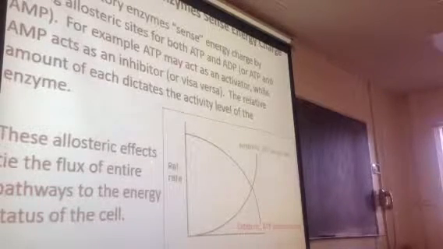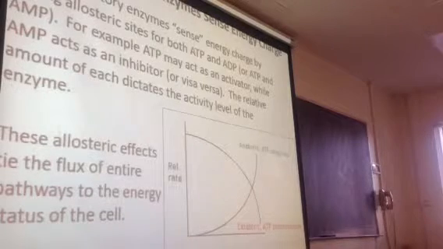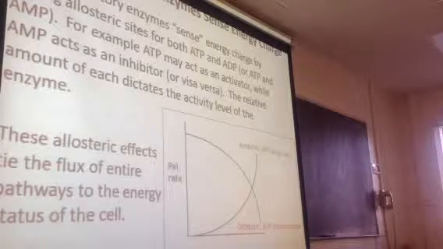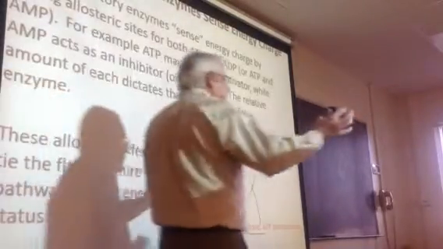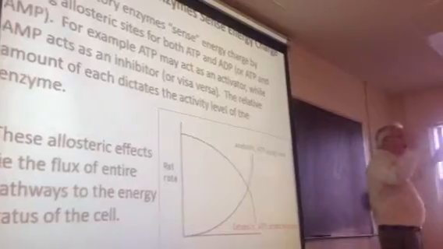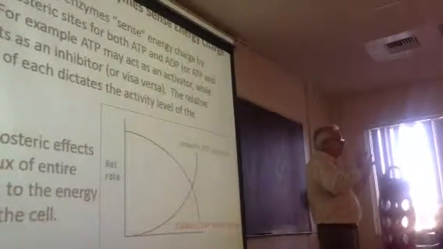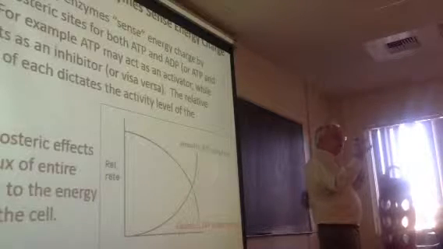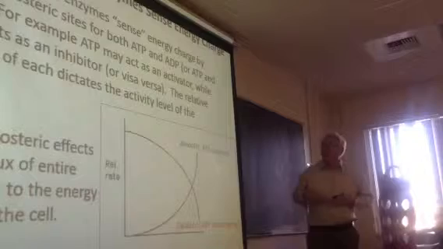So if ATP is an activator for a particular enzyme, maybe AMP acts as an inhibitor. So the enzyme can sense high energy and low energy forms, and the relative amounts of those will dictate how active that regulatory enzyme is. Is it activated or inhibited? It will depend on the relative amounts of those two forms.